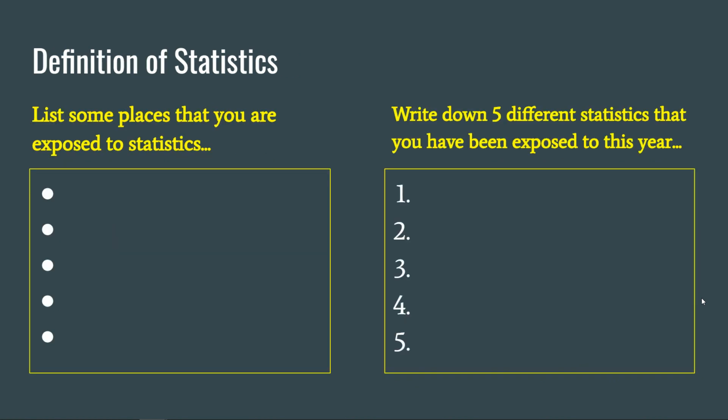So when you get through with your notes, you will go back to this slide deck on Schoology, and you're going to fill in these yellowed slides. So you're going to list some of the places that you have been exposed to statistics in the last 30 days or so. And then write 5 different statistics that you have seen or been exposed to just in this year.